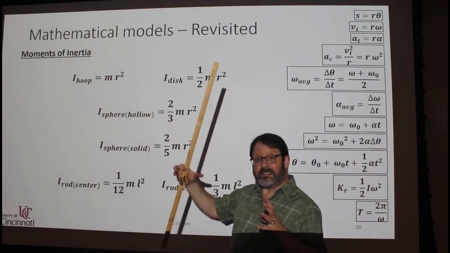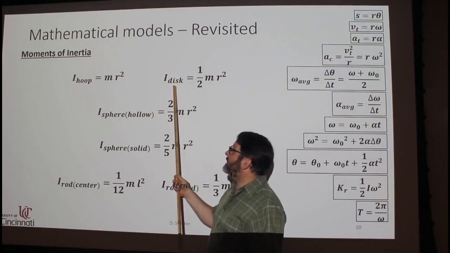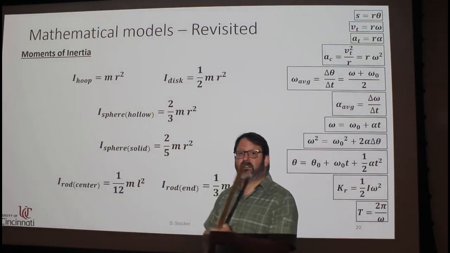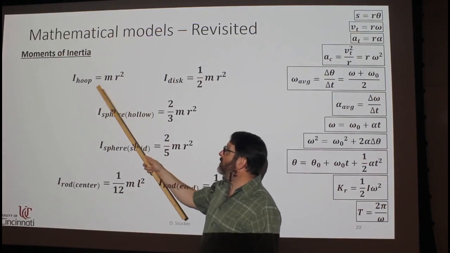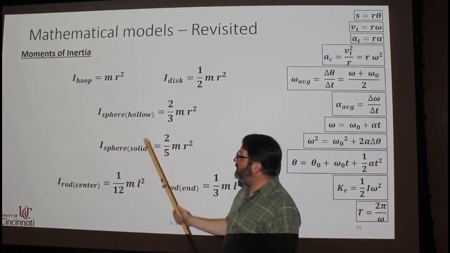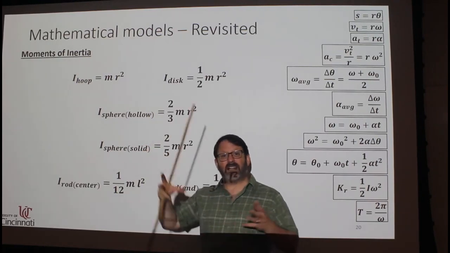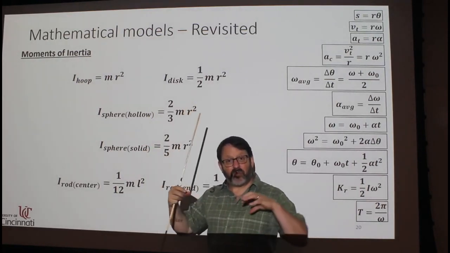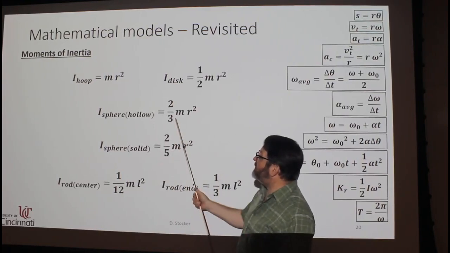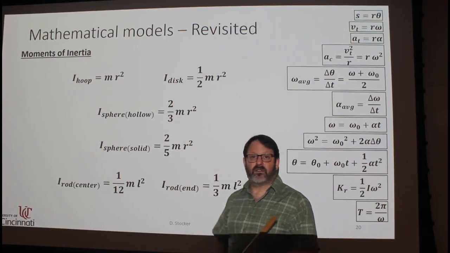When you bring things in, a disk doesn't just have mass around the edge, it's filled in all the way to the center, so it should have a smaller moment of inertia. And you can see here, if we compare a hollow sphere to a solid sphere, the solid sphere has more mass in toward the center of the axis of rotation, and 2/5 is smaller than 2/3.